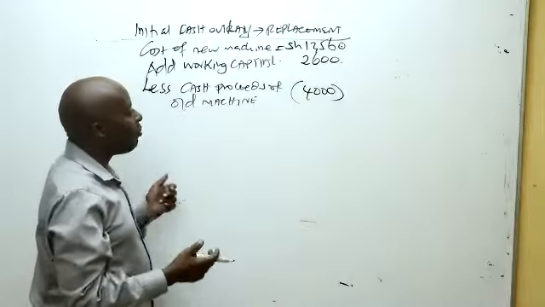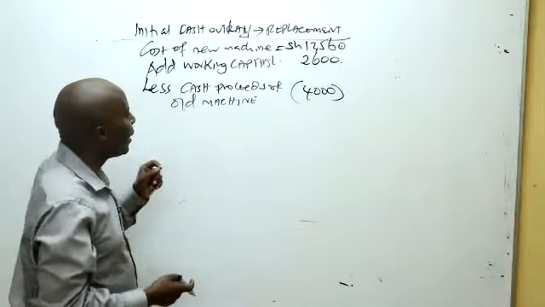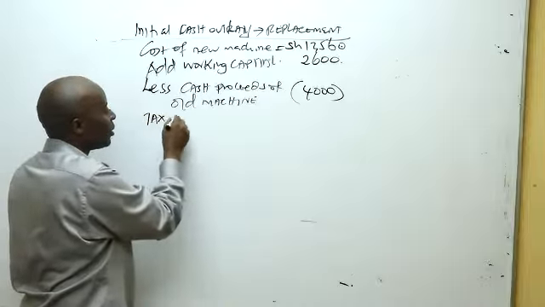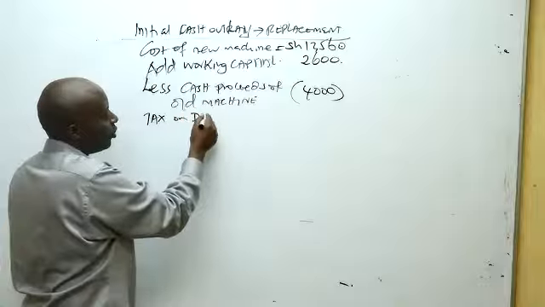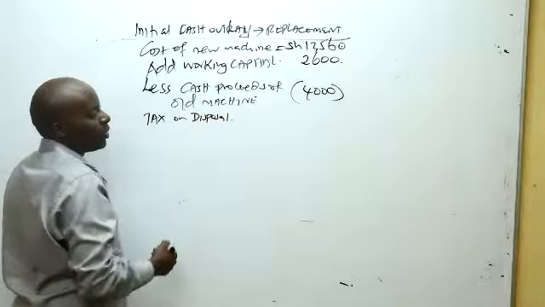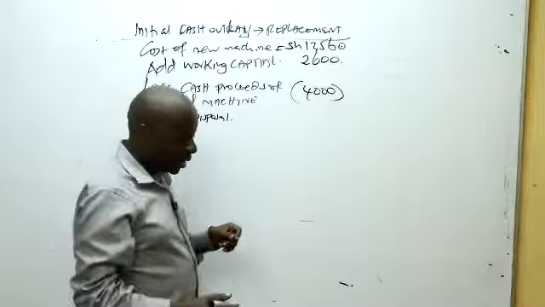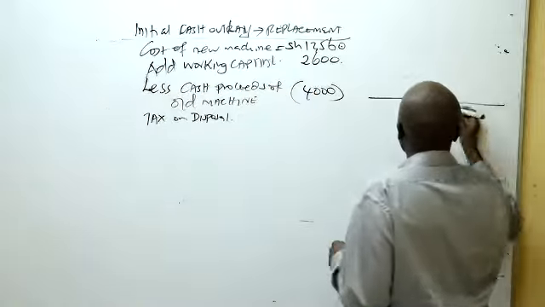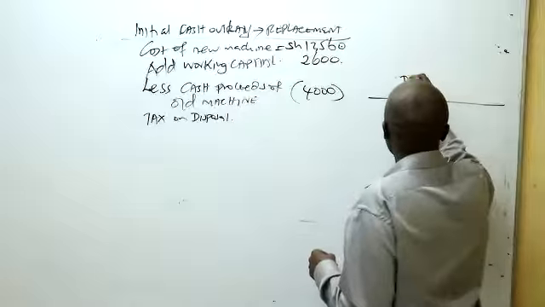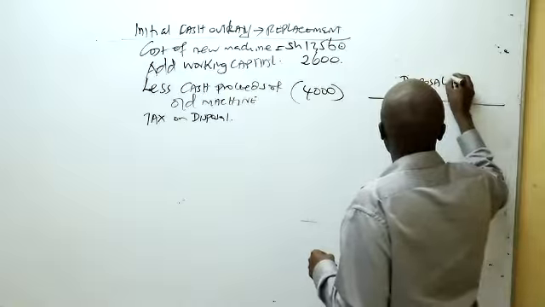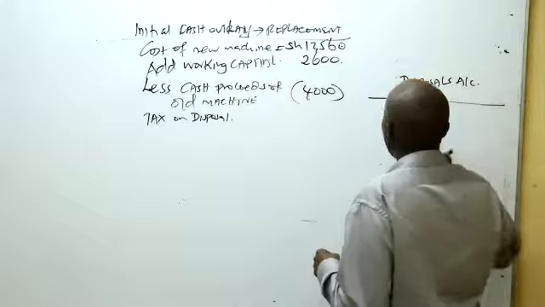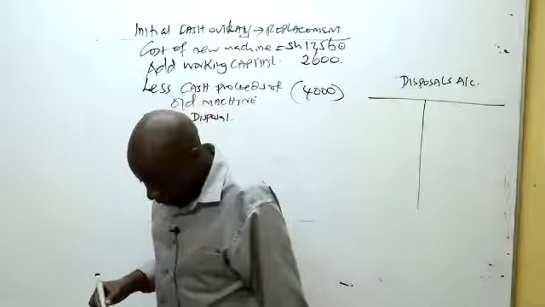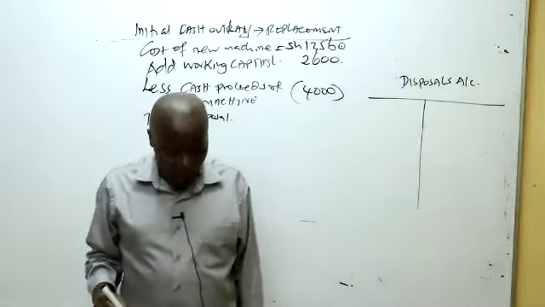Then the other component that so many students will forget is the concept of taxation. The tax on disposal. So meaning that you need a disposals account. Come and give us a disposals account.